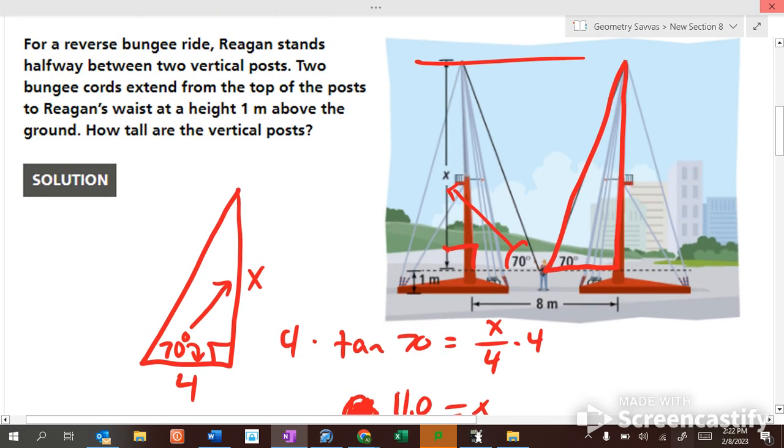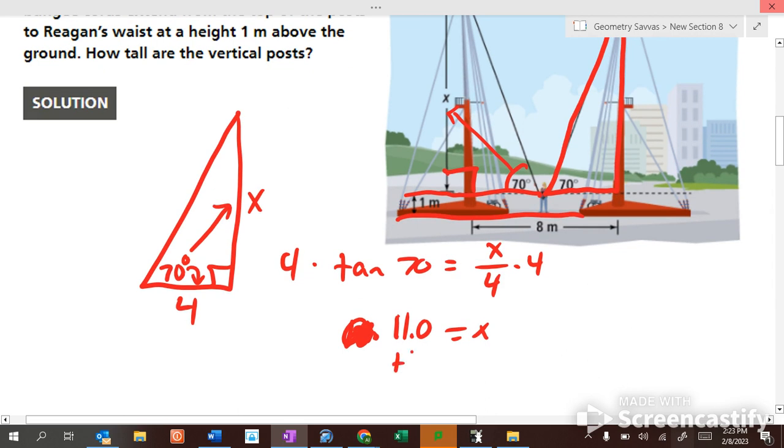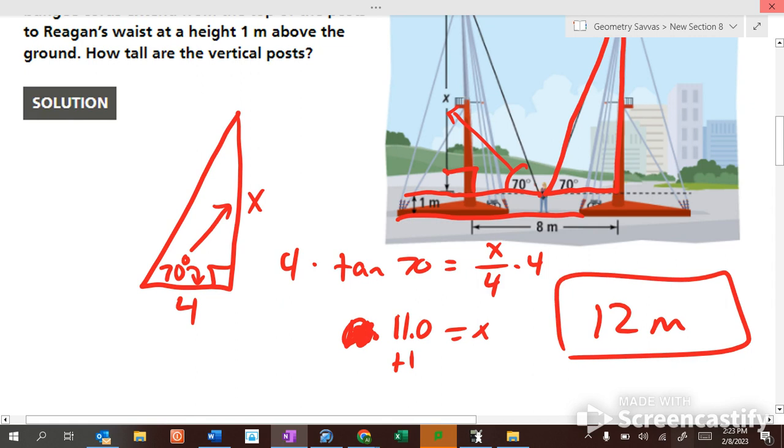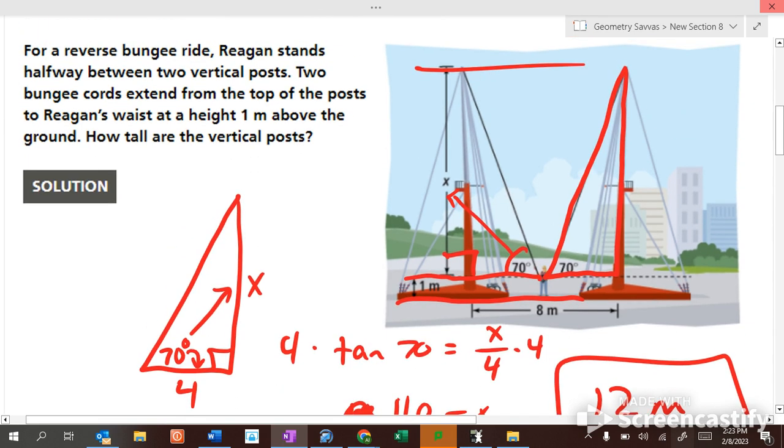11 meters. Now, this person is tied off at 1 meter above the ground. So basically from the ground to the top of the tower, if we add 1 more meter on, it is 12 meters from the ground. The top of the posts are 12 meters from the ground. Okay?